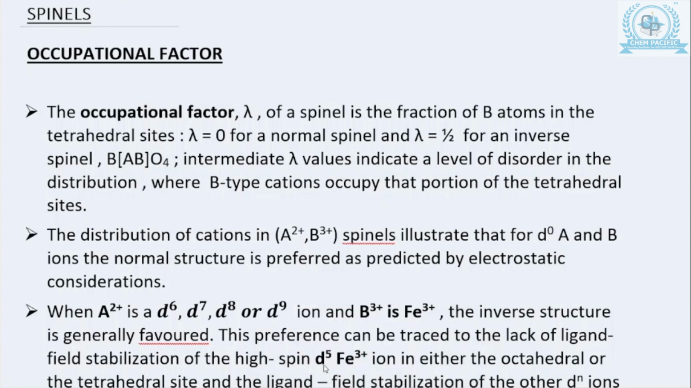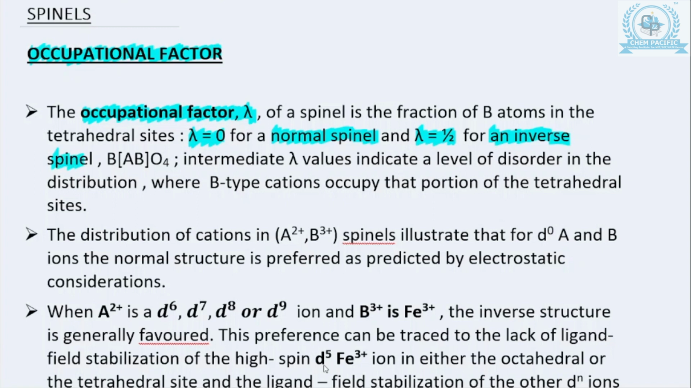See, this occupational factor plays a very significant role in determining the spinels, whether it is a normal or inverse spinel, or if there is any kind of defect in that spinel or not. So usually this occupational number is denoted by lambda, and it is said if the value of lambda is 0, it is considered to be a normal spinel, and if the value of lambda is half, it is considered to be an inverse spinel.